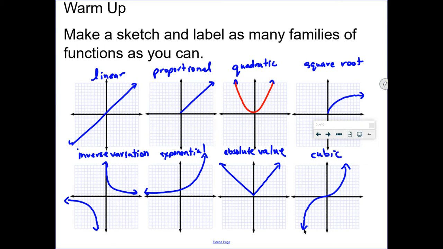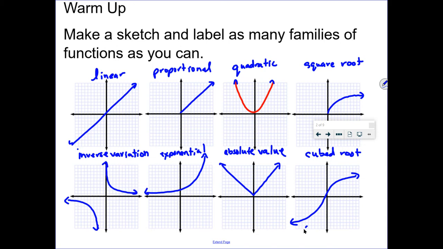I'm sorry, cubed root. I'm sorry, man. I'm on a roll. Go figure. Goes like that. Cubic is what I showed you over there, but we didn't talk about that one. We did this one. Cubed root. There we go. There are the 8 families of functions that we talked about. Please make sure you keep these in mind, okay?